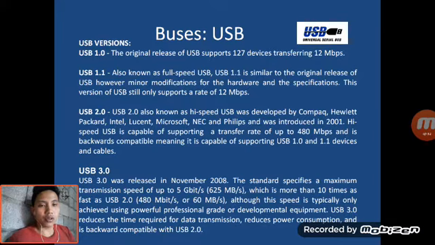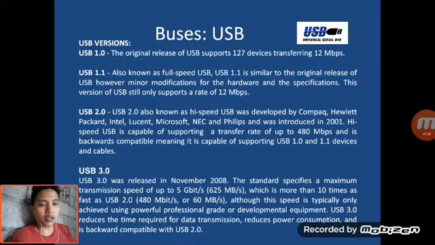USB 3.0. USB 3.0 was released in November 2008. The standard specifies a maximum transmission speed of 5 gigabits per second or 625 MB per second, which is more than 10 times as fast as USB 2.0, which is 480 megabits per second or 60 megabytes per second. Although this speed is typically only achieved using powerful professional grade or developmental equipment.